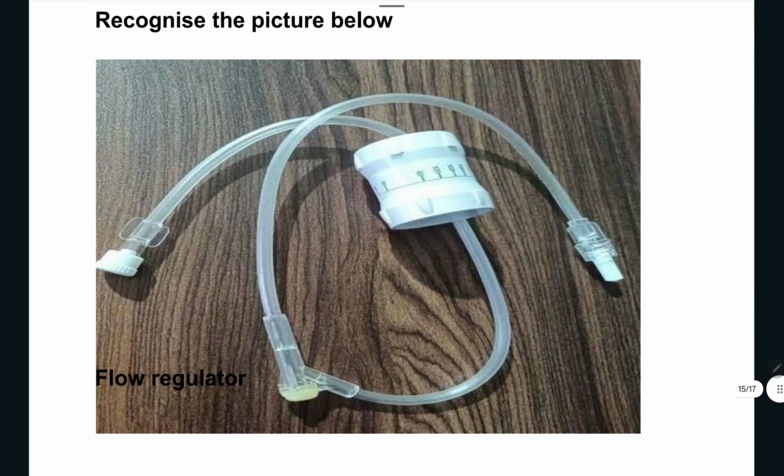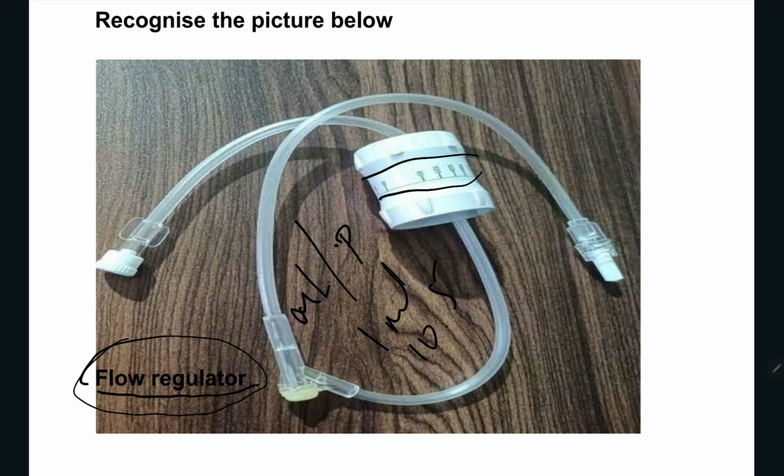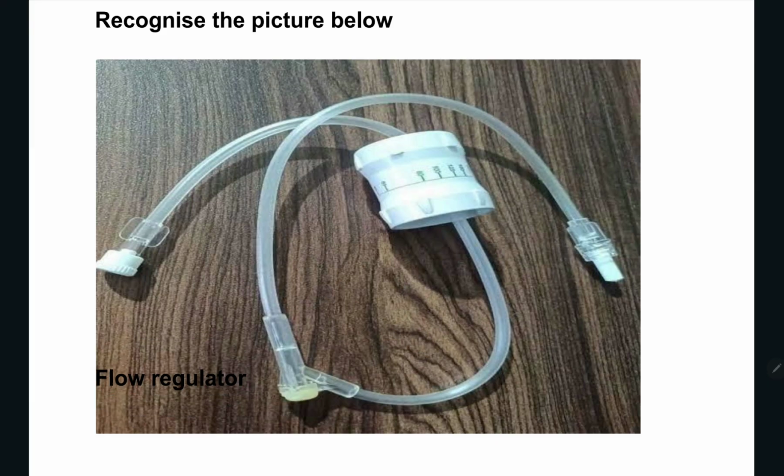The next picture is, recognize the picture shown below. What is the name of this item? That is a flow regulator. This item we can use for regulation of the flow, how much ml of flow we must give to the patient. For example 1 ml, 10 ml, 5 ml, that is the flow. We can adjust by seeing this. This is the flow regulator, remember this one.